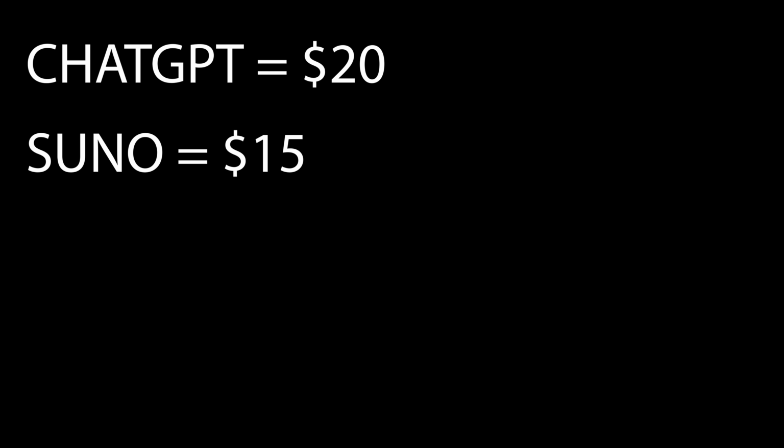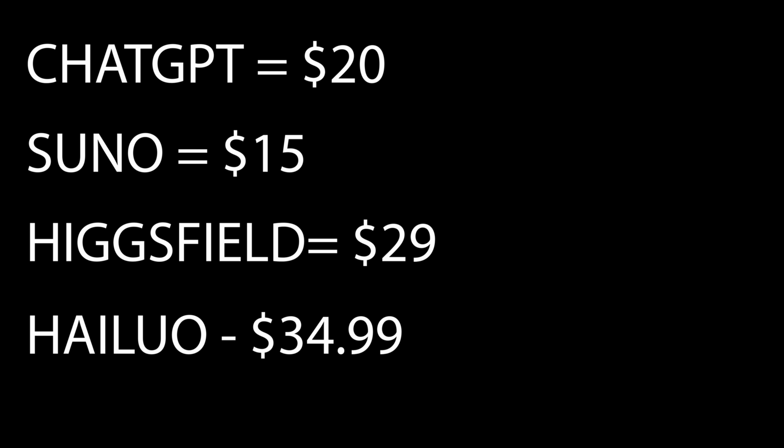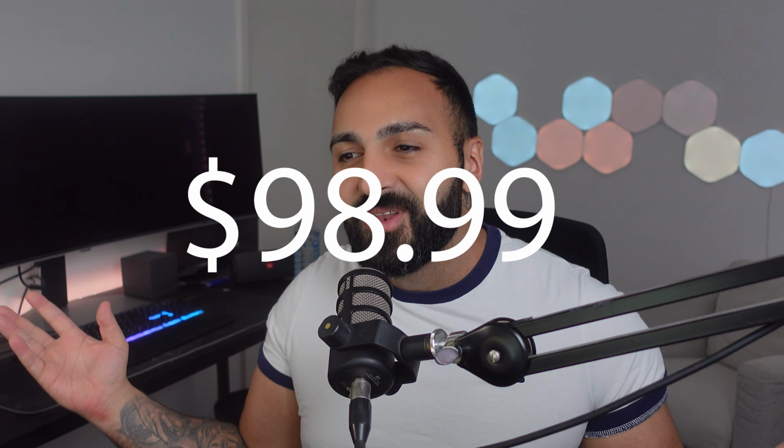So now let's talk about the budget. So here's what I spent. ChatGPT Plus cost $20. Suno Pro subscription for the song and the stems cost $15. Higgsfield Pro for images and lip sync cost $29. Hailuo Pro for the video animation, $34.99. So the total for this project was $98.99, which I know is $1.44 more than the last video project.